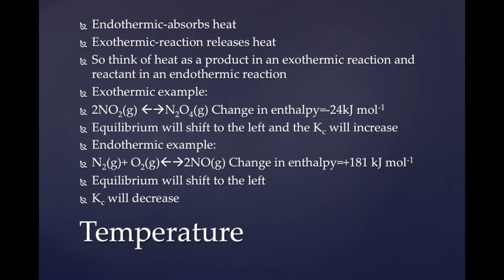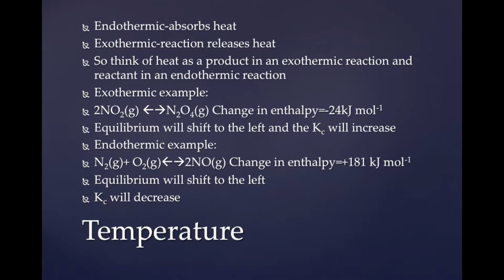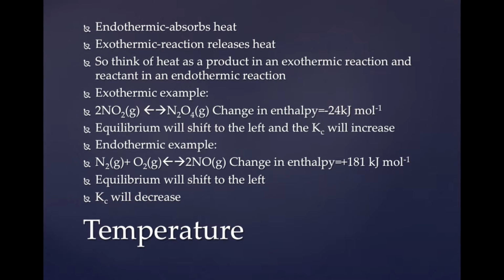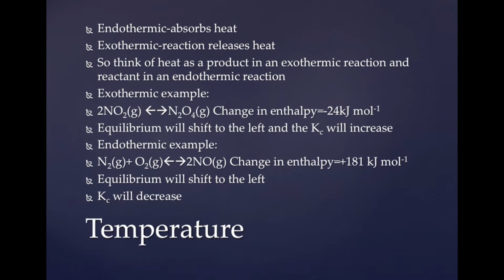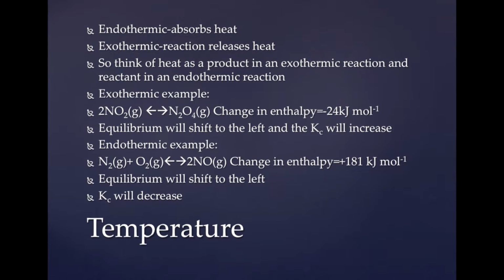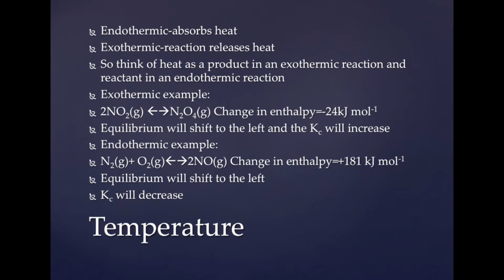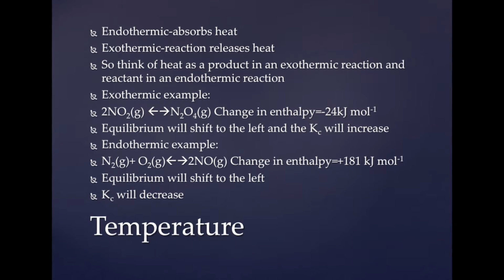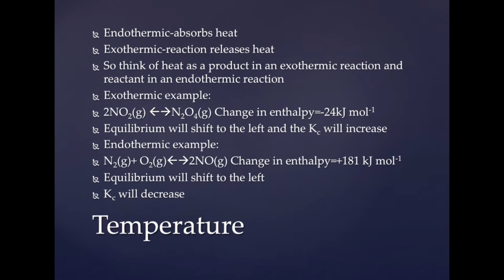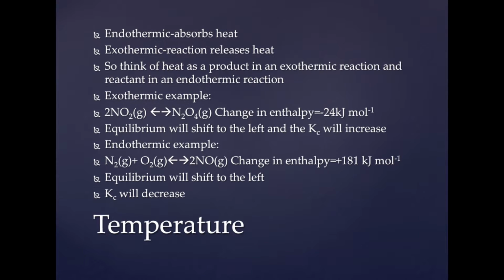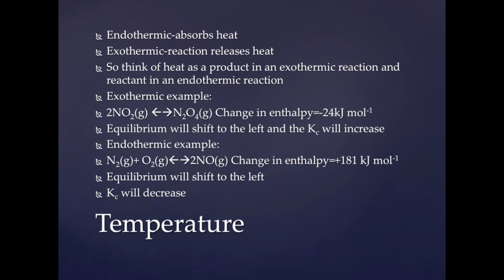So let's take an exothermic reaction. So we have nitrogen oxide, and it yields N2O4. So the change in enthalpy is negative 24 kilojoules. And so in this situation, equilibrium will shift to the left, and the equilibrium constant will increase. And this is due to the fact that it is exothermic, heat is being released, so in order for the system to favor the change, it has to shift to the left to add more heat to the system.